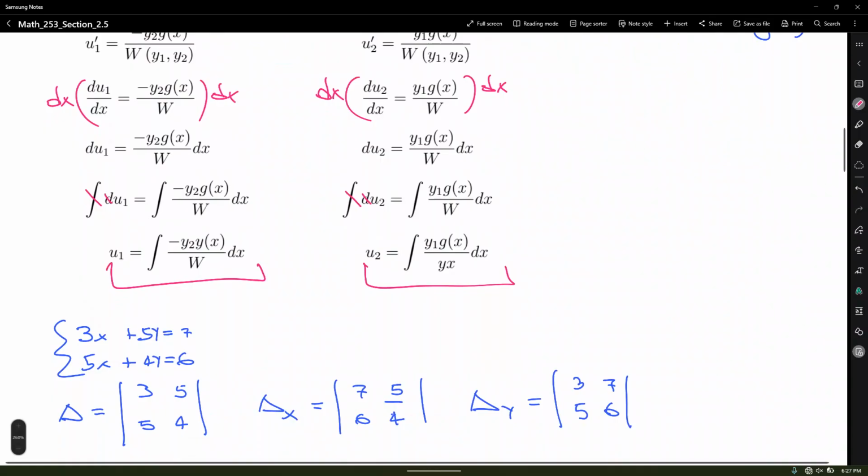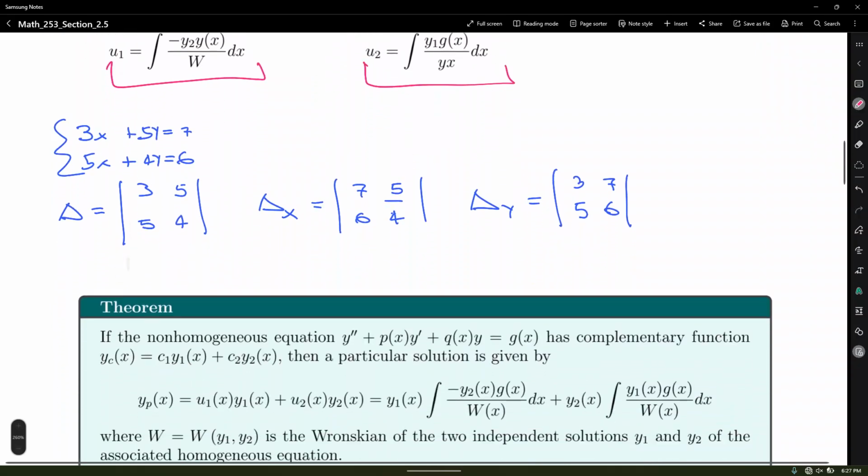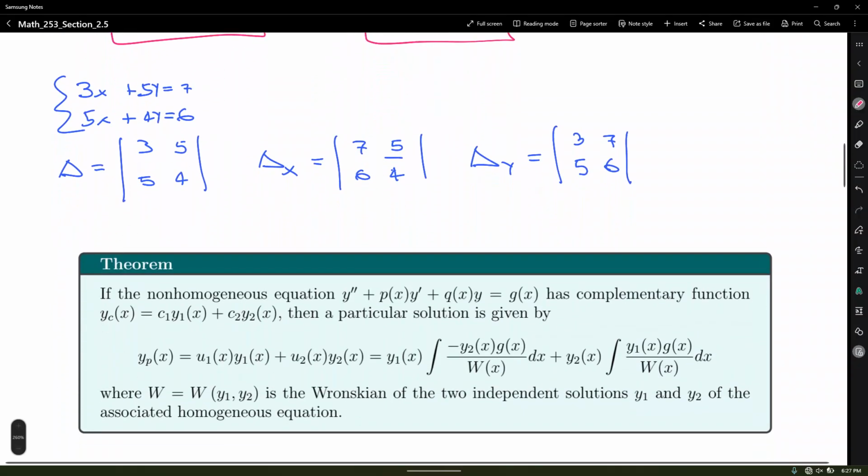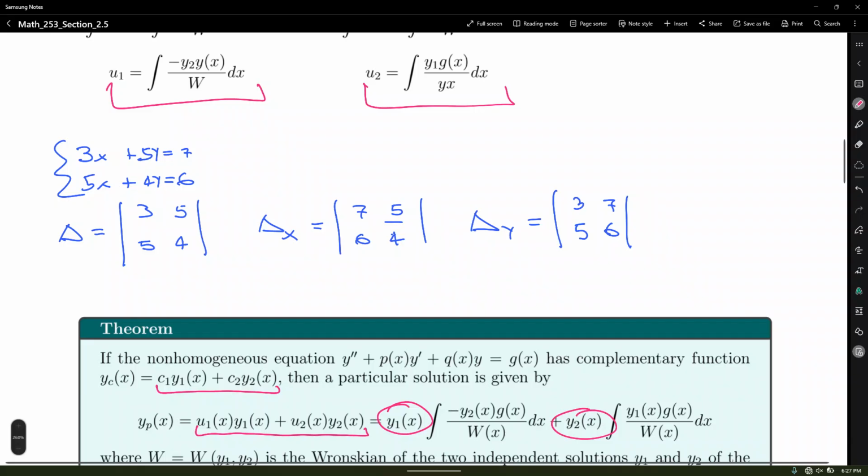All right, guys. So now, putting all of this together, let's have a look at the definition below. If the non-homogeneous equation y double prime plus p of x y prime plus q of x y equals g of x has a complementary solution y sub c, I should have said solution, which is what you already know how to get, C1 y sub 1 plus C2 y sub 2, from the previous cases a couple sections ago, then the particular solution y sub p, u1 y1 plus u2 y2, will be y1 times the first integral plus y2 times the second integral that we just derived here.